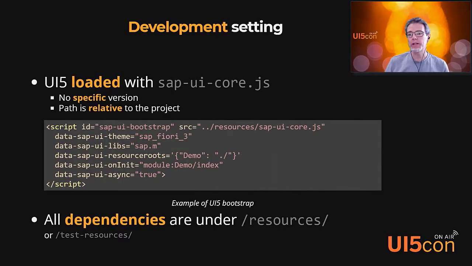So you all know that when you develop a UI5 application, the very first thing to do is to bootstrap UI5. And this is done by loading the sap-ui-core.js, which usually is referred inside your project with no specific version, but the path is always relative to the project and under a resources folder. So on the slide, you've got the example here. And from there, all the dependencies of your project will be loaded either under resources for the libraries on SAP UI5 or test-resources for everything related to the test.